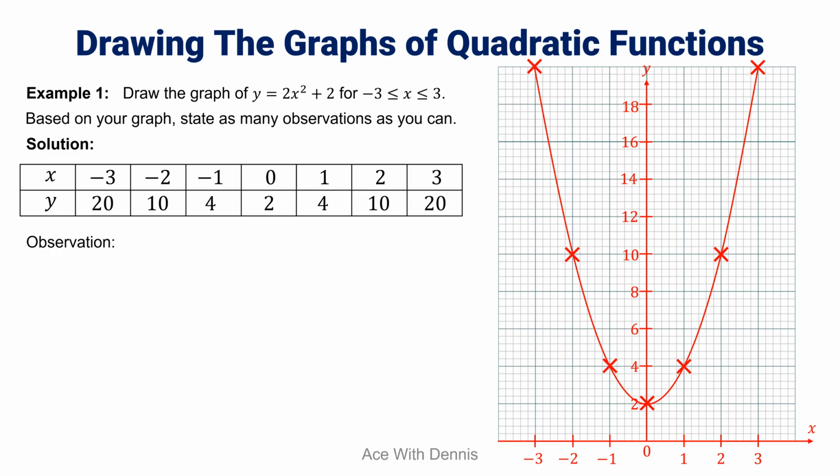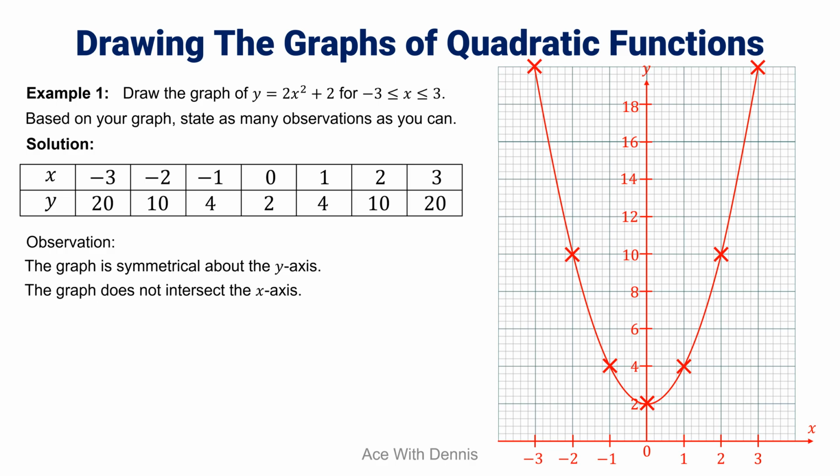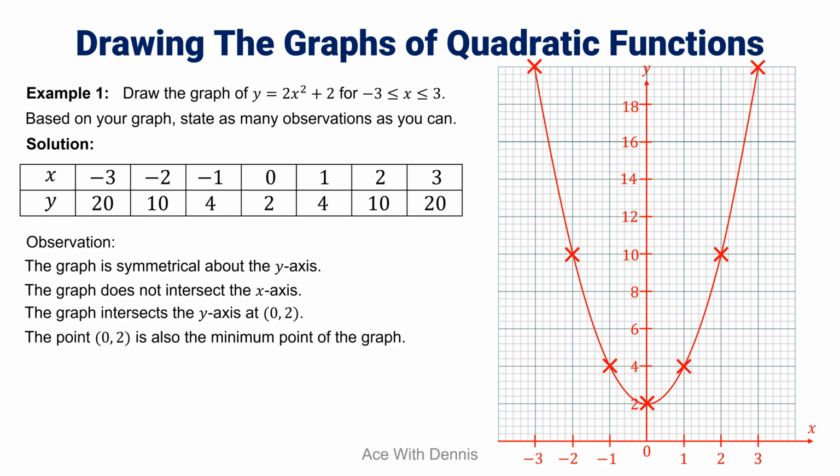The observation that we can see from here is that the graph is symmetrical about the y-axis. The graph does not intersect the x-axis, compared to the previous example, and the graph intersects the y-axis at (0, 2). The point (0, 2) is also the minimum point of the graph. So this is the point that we are talking about. And the graph is in the shape of a parabola, and it opens upward.